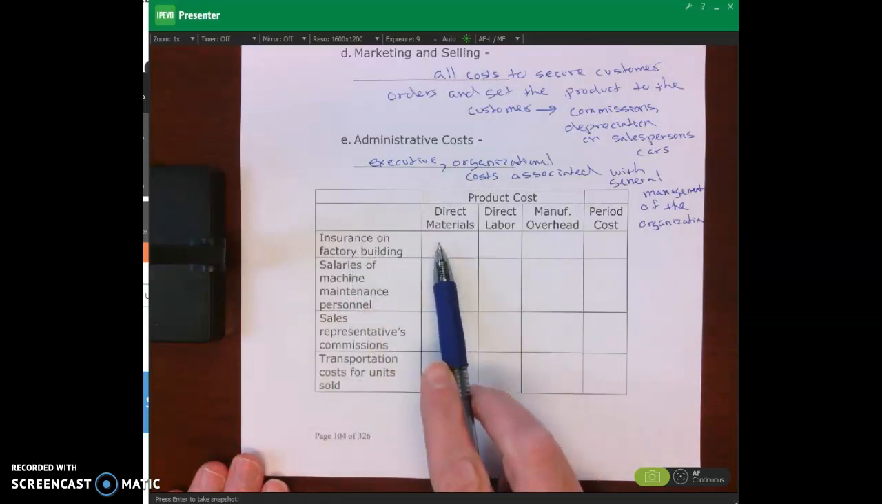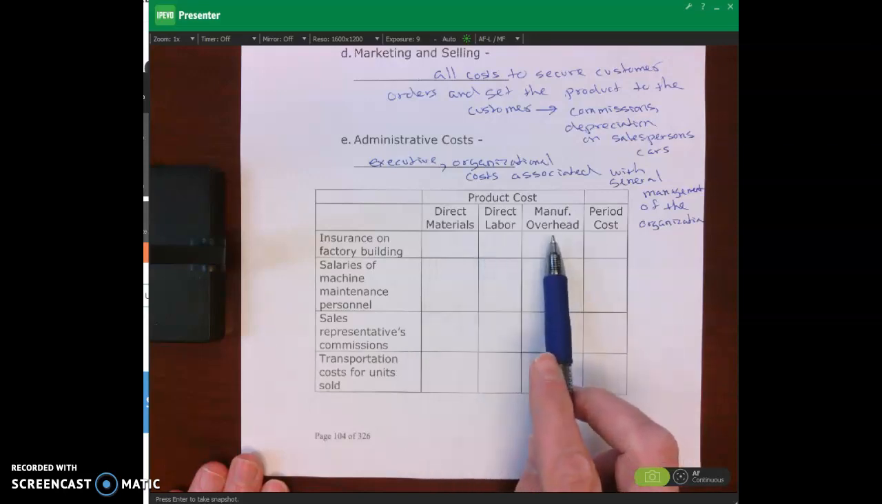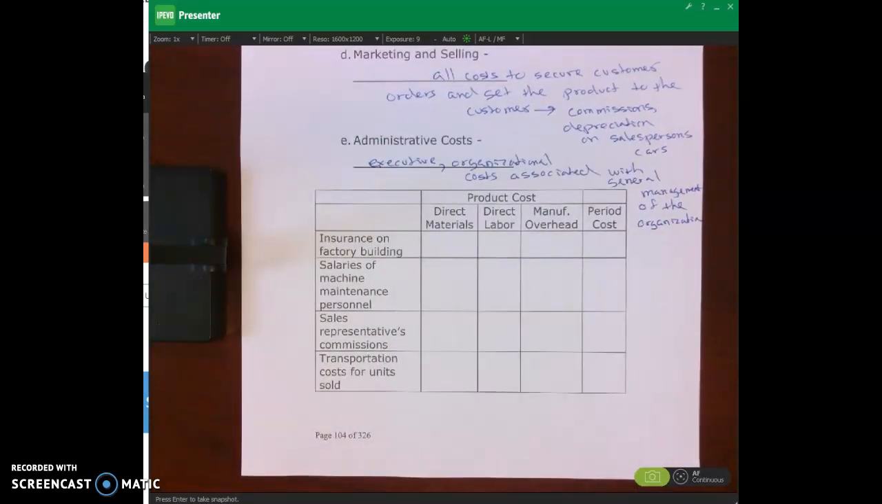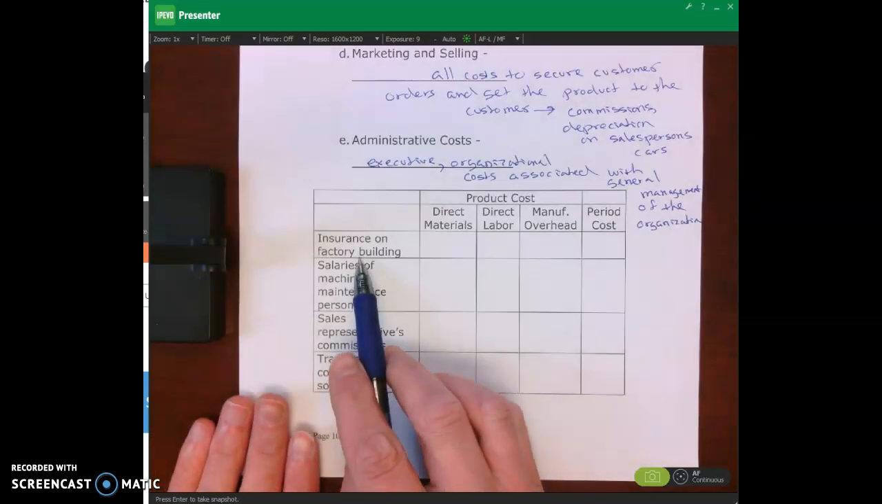and then classifying those as direct materials, direct labor, manufacturing overhead, or period. And then, of course, this continues on to the next page over here. All right. So I'm going to do the first one for you. I'm going to do a few of these for you. And then I want you to pause the lecture video and do the rest, and then come back and check your work. Okay. So we have insurance on factory building.